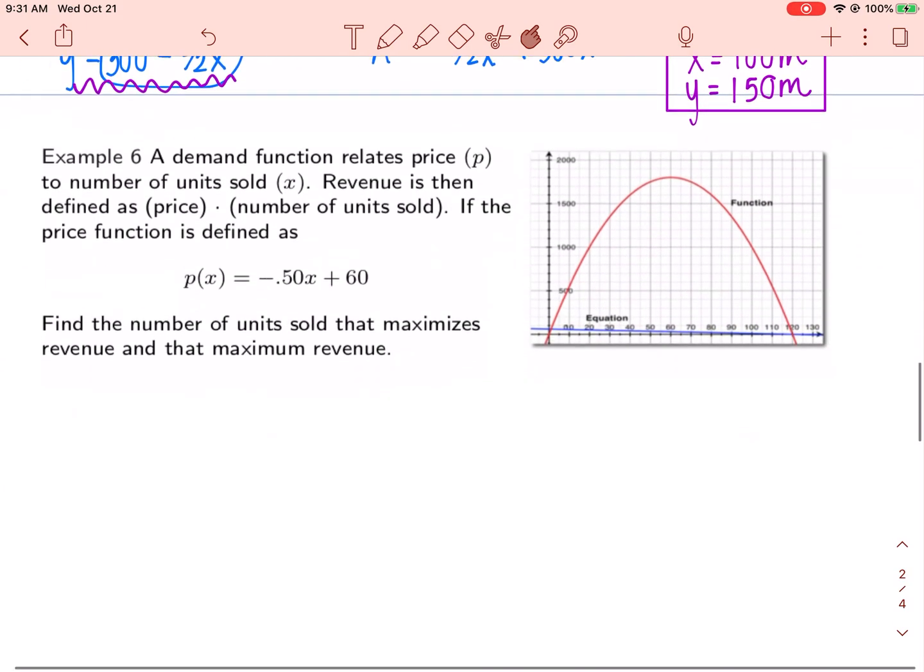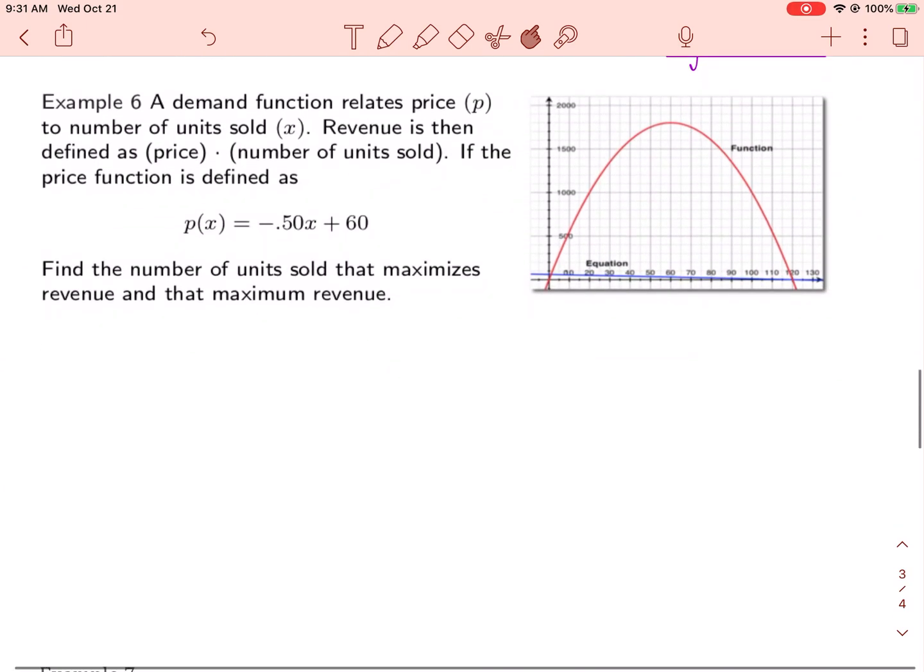Example 6, a demand function relates price and the number of units sold. Revenue is defined as price times number of units sold. If the price function is defined as so, find the number of units sold that maximizes revenue, and what is that maximum revenue? This should be familiar. This was on day 14. Now we're just taking it a step further. Okay? We're trying to find this max point now, not just the function. We want a little bit more.